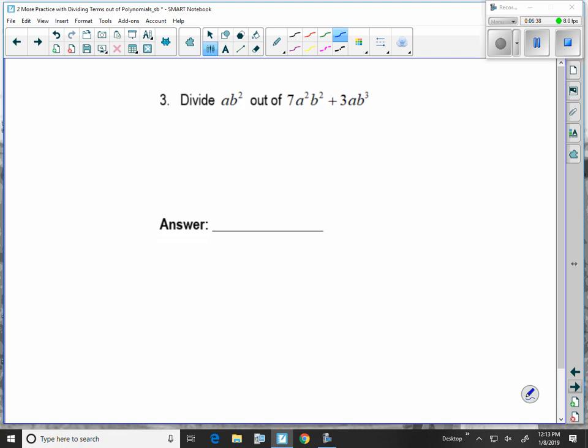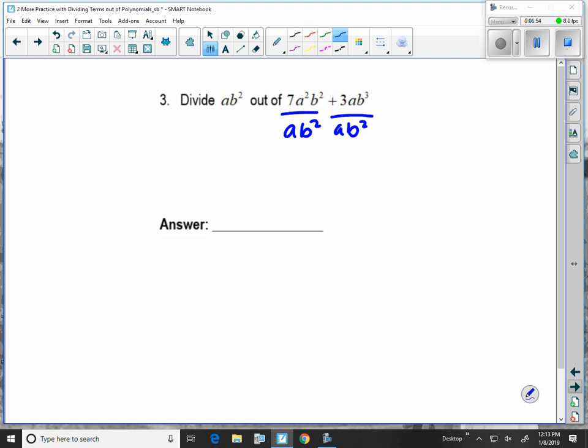All right, next one, divide. There's a lot going on here. Okay, so we're going to divide by ab squared on each term. What I do is I just take it one thing at a time. Start with the numbers, then move to the a, then move to the b. Just make it easy on yourself.